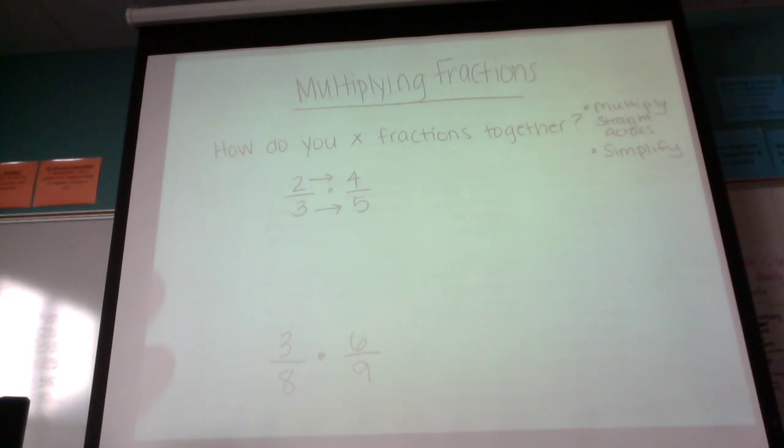So, if I'm going to multiply straight across, 2 times 4 is 8. 3 times 5 is 15. Can that be simplified at all? Nope. So my answer is going to be 8/15.